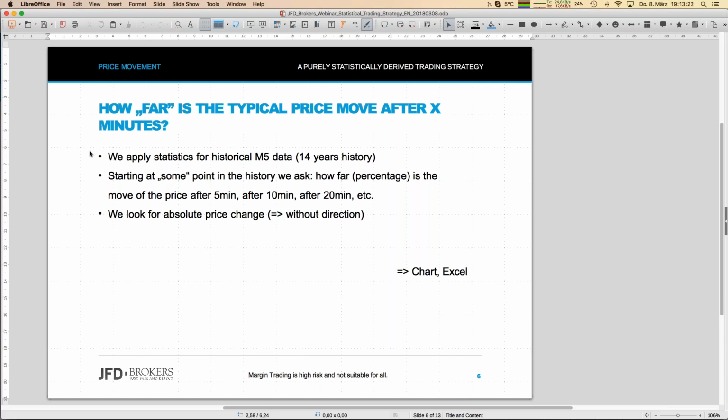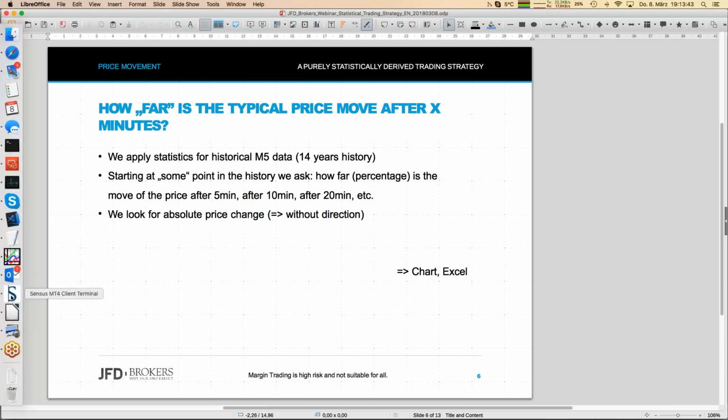And now what we do here is simply that we go to some point in the history, and then we ask, how far is the price moving after 5 minutes, 10 minutes, 20 minutes? And we disregard the direction, so we take the absolute price change in percentage. Let me go to a chart here to illustrate a little bit what I'm doing.